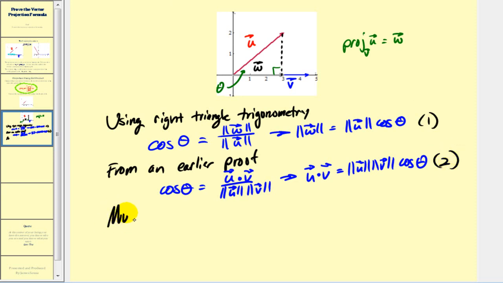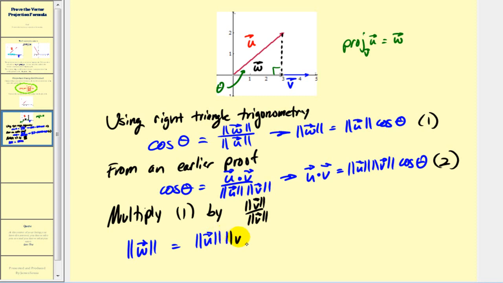Now we're going to multiply equation 1 by the magnitude of v over the magnitude of v, which of course is just equal to 1. So we're going to take this equation here, and now it's going to be the magnitude of w is going to be equal to the magnitude of u times the magnitude of v cosine theta all over the magnitude of v. So again, here's the magnitude of v divided by the magnitude of v that we multiplied by. We'll call this equation 3.